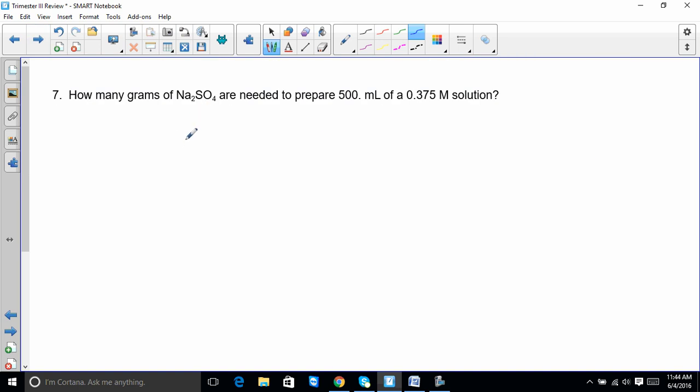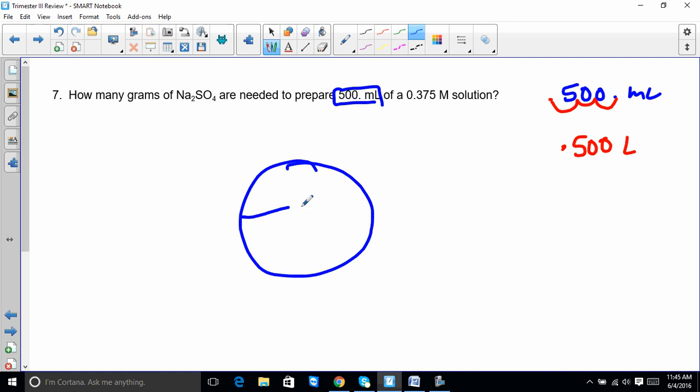All right, again, step 1, make sure that the volume is in liters. It's not 500 milliliters. I'm going to slide it 3 places: 1, 2, 3. This is 0.500 liters. Step 2 was do what the molarity circle tells you. So here's the molarity circle. Remember I said, what is molarity? It's mole per liter. Okay, now this time it says how many grams.